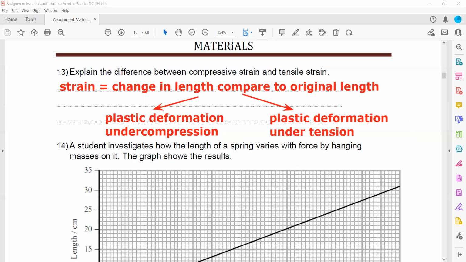So like force is applied to reduce the size. So how much the size changes compared to the original, we call that a compressive strain. But force applied to increase the size, so how much the object's size increases compared to the original size, that is known as tensile strain.